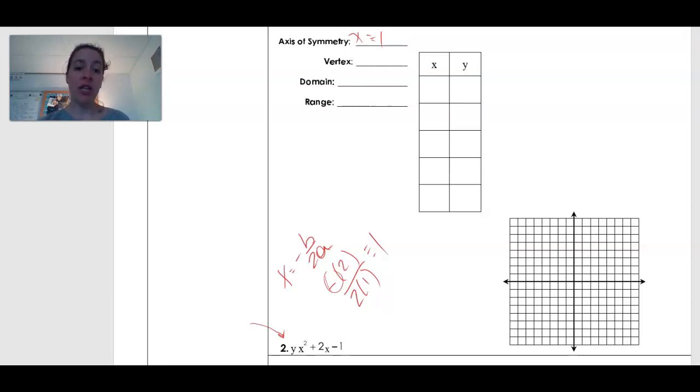So now to find the vertex, I take this value and I plug it back into my equation. So I would have negative 1 squared plus 2 times negative 1 minus 1. 1 times 1 is 1, minus 1, minus 1. So 1 minus 1 is 0, minus 1 is negative 1, there is our vertex. So my vertex is (-1, -1). So that point goes into the middle row.